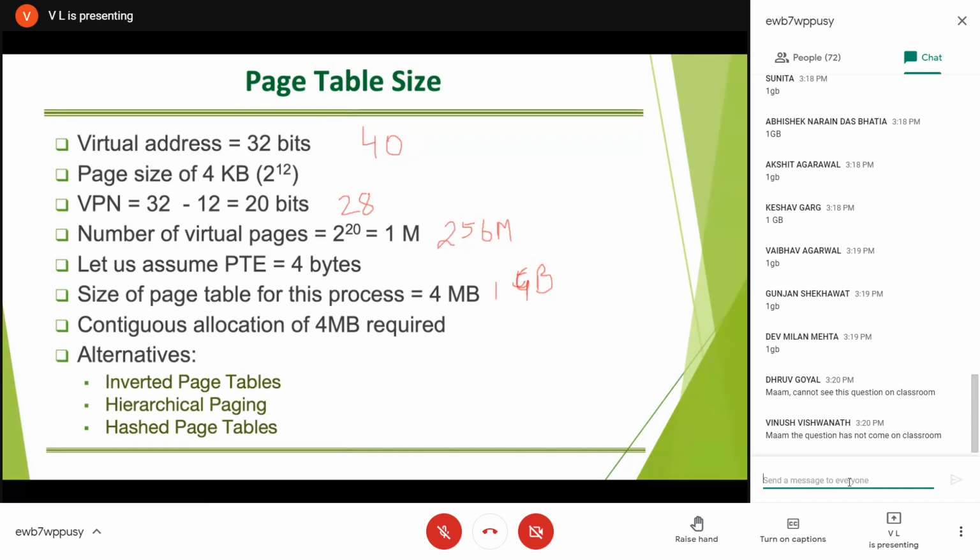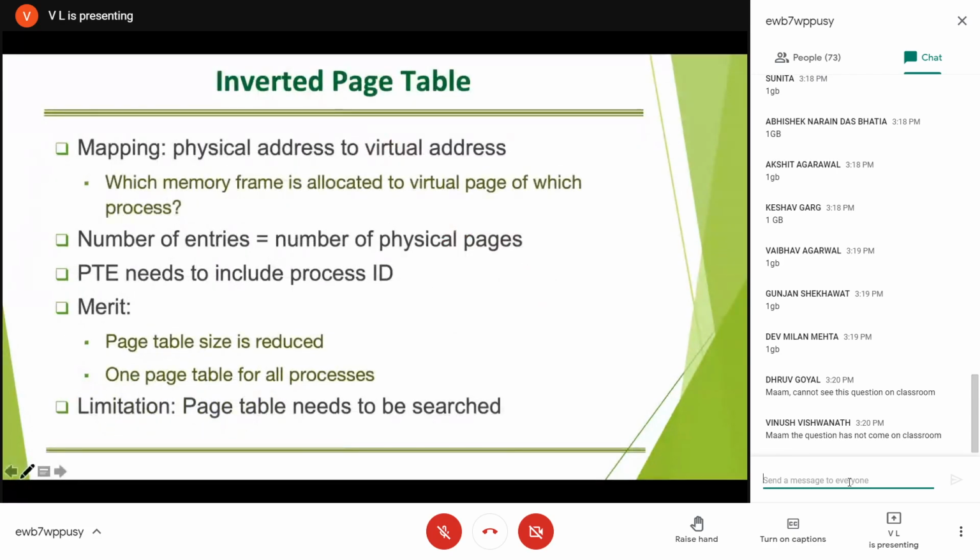So the problem is, as you increase the virtual address space, the actual memory required for the page table will increase. So that is troublesome. So solutions are inverted page table, hierarchical paging, and hashed page table. In case of inverted page table, it is a mapping from physical address to virtual address. So which part of the physical memory is used by the virtual page of which process? Naturally, in this mapping, the index into the page table is decided by the page frame number.